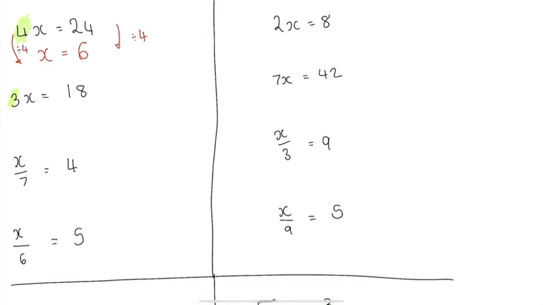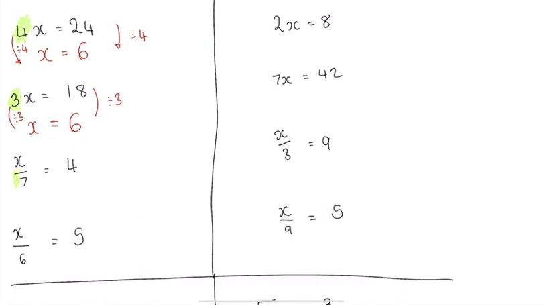So again, I've got a 3 in front of the x. Now because I've got 3x, that means 3 lots of x, or x times 3. So to get rid of that 3, I'm going to divide both sides by 3, leaving me with x equals 6. For this next one, I've got x over 7 equals 4. Now that essentially means x divided by 7. So when it's over, it actually just means divided by.